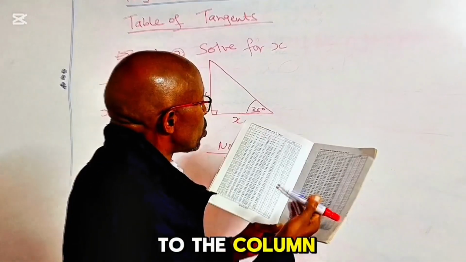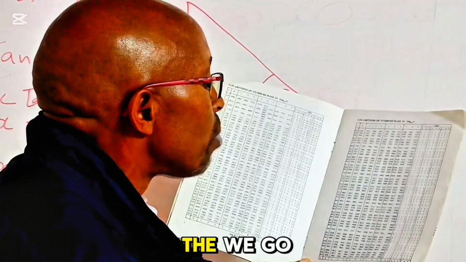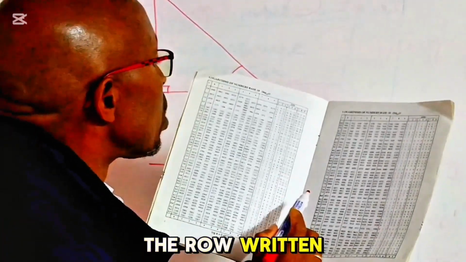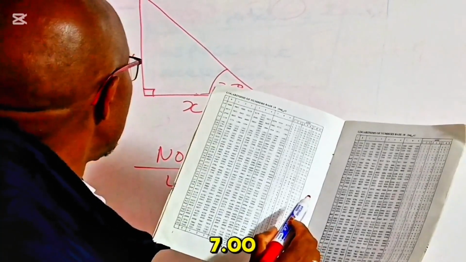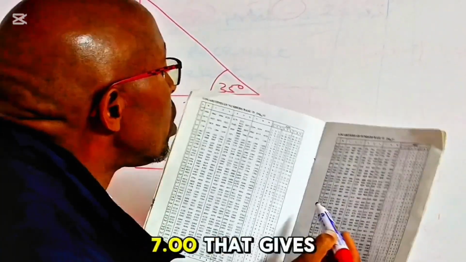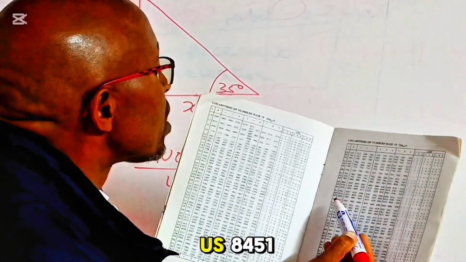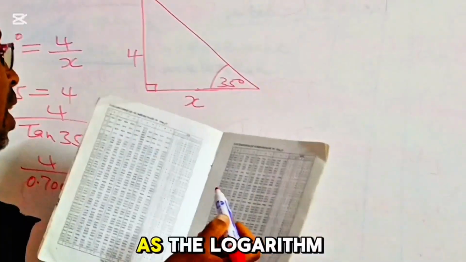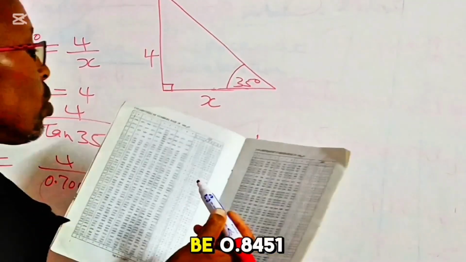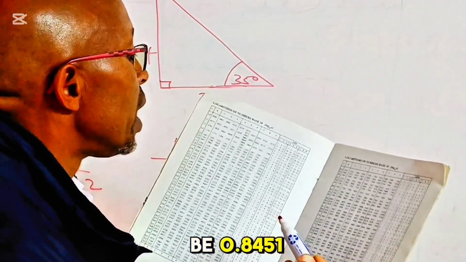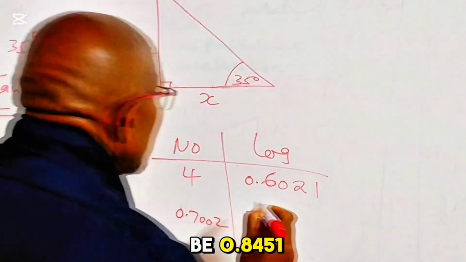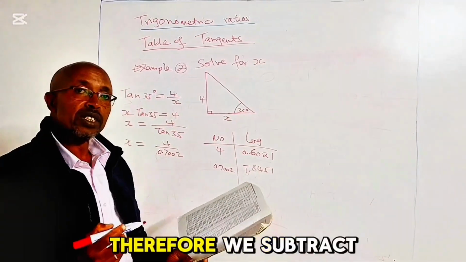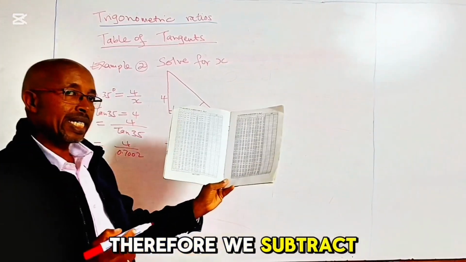So we go to page 3, then we consider the row written 7.00, that gives us 8451 as the logarithm. So it will be 0.8451. We are dealing with the division, therefore we subtract the logs.